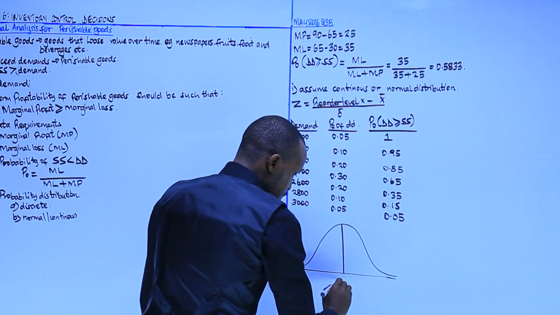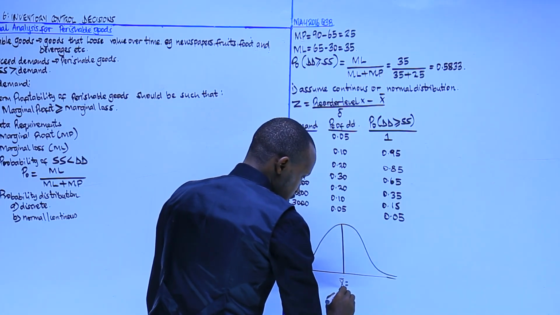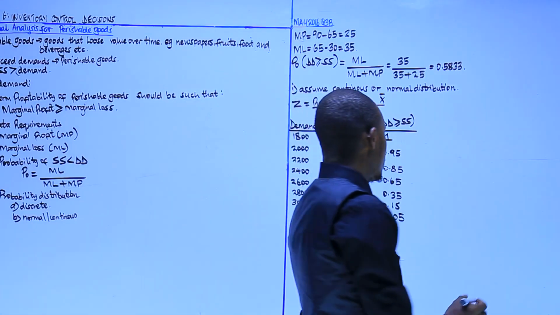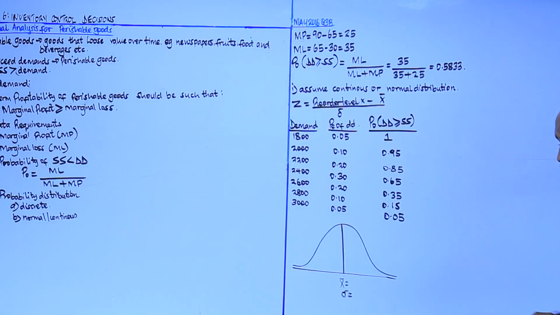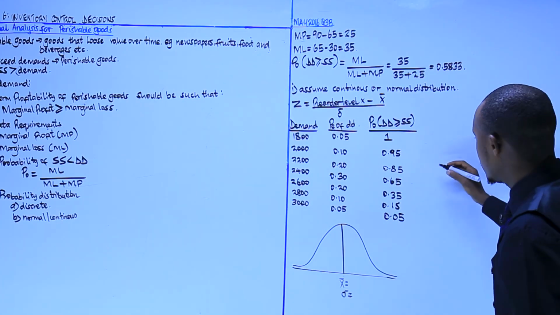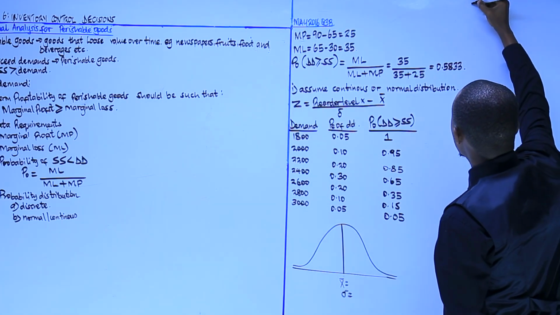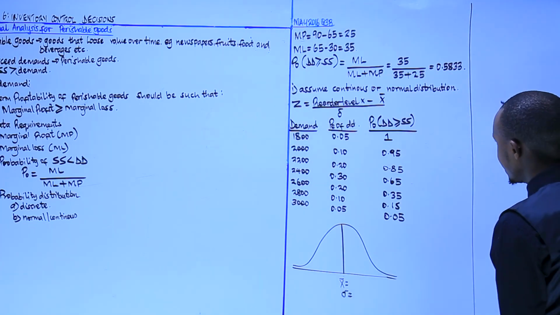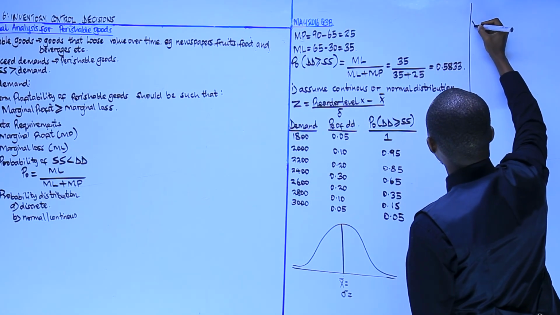We know that we need our mean. We also need our standard deviation. So this is what we will do. Come here and determine our mean. And how do we get our mean, class? How do we get our mean?